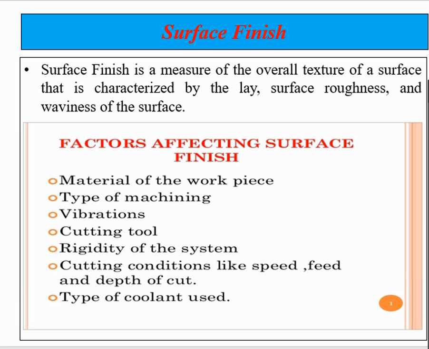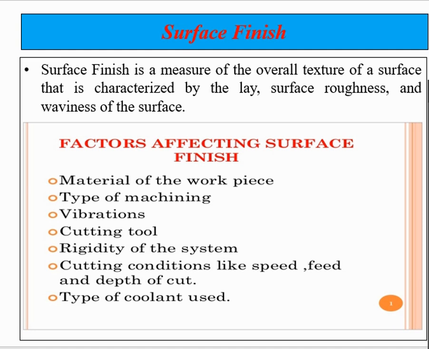Obviously the first one is the material of the workpiece. If the material is ductile, the surface will be smooth. If the material is brittle, the surface can be rough. Next is the type of machining process: if you go with higher speed, lower feed, lower depth of cut, the surface will generally be smooth, a very fine surface. But if you go with higher depth of cut and lower cutting speeds, the surface is expected to be rough. Vibrations produced during the machining process can also affect your surface finish.